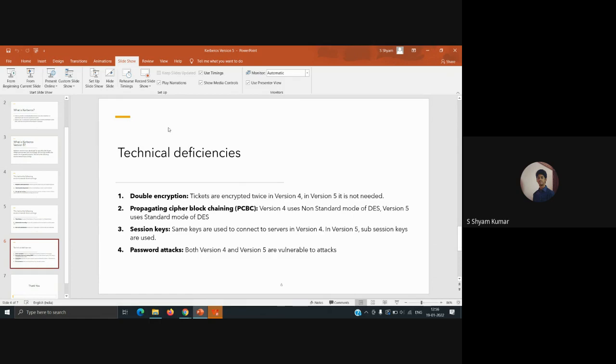Last one is password attacks, where both version 4 and version 5 are actually vulnerable to attacks.